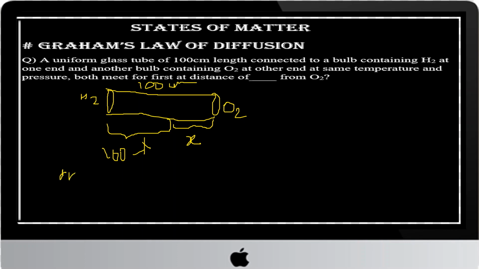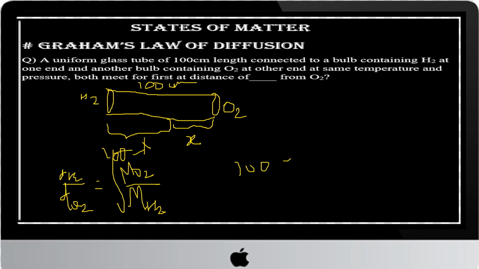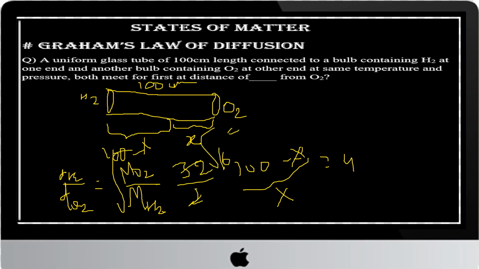That means the distance from H2 by the distance at O2 is equal to root over molecular weight of oxygen by molecular weight of hydrogen. We can take it like this. Then the distance of hydrogen, 100 minus x, by x is equal to 4, since it's 32 here and 2 here, giving 16, and root of 16 is 4. It becomes 4 here, and solving for x you will get 20 centimeters. Make a note.